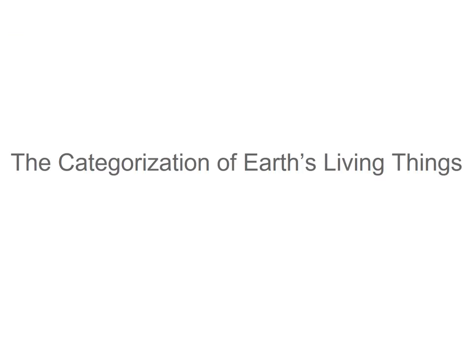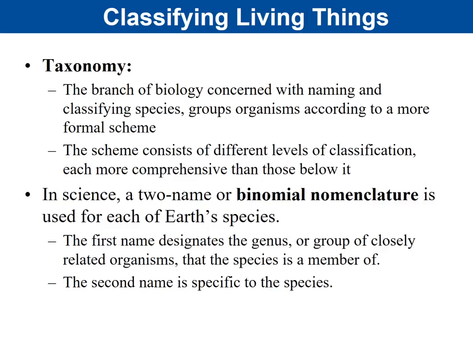And so the last part of this lecture is going to look at how we categorize Earth's living things. How do we classify organisms as one type or another? So when we classify organisms, we use what's called taxonomy. Taxonomy is the branch of biology concerned with naming and classifying species and grouping organisms according to a more formal scheme. And the scheme consists of different levels of classification, each more comprehensive than those below it, right?